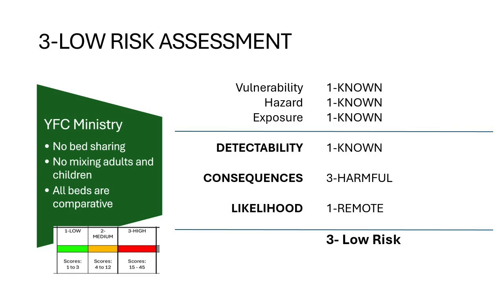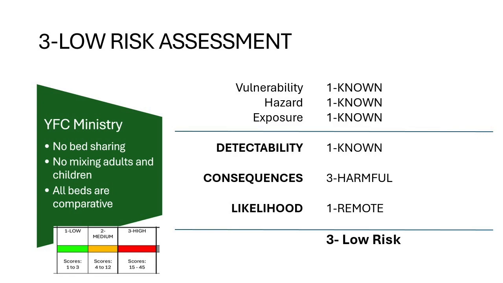Now back to our venue risk assessment. Let's look first at the low risk scenario. What if we followed all the requirements of YFC ministry? No bed sharing, no mixing adults and children in the room, and all beds are comparative. Let's assess. The vulnerability of children will be 1, known, because they're children. The adult participants are not permitted in the same bedroom as unaccompanied children, and so therefore adults are not at risk.